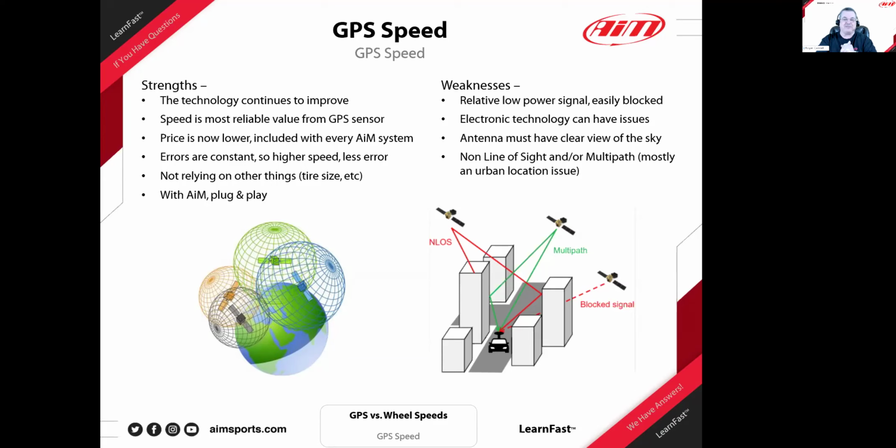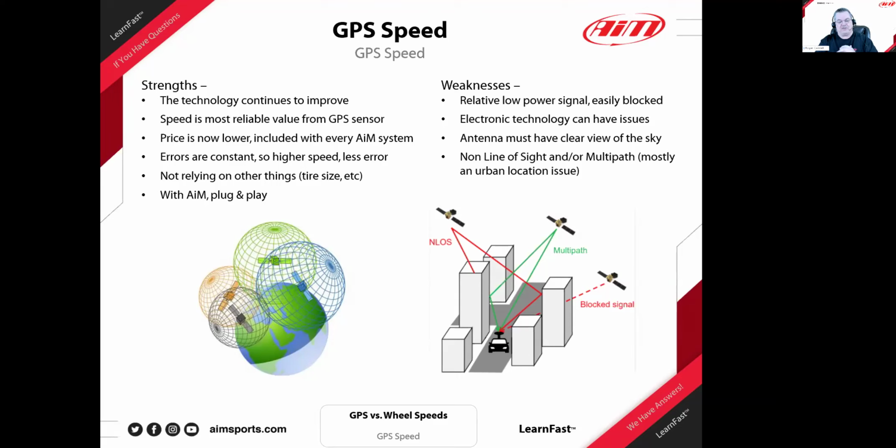Electronic technology can have issues. It's just the way that it is, and sometimes we may even have electronic noise from other things, multiple antennas right next to each other, carbon fiber roofs. Some of this technology can just have issues sometimes with its environment, so keep that in mind. The antenna must have a clear view of the sky, and the image that's right down there below, the non-line of sight and multipath, is just one of the things I wanted to mention just real briefly, that can be a problem with GPS.